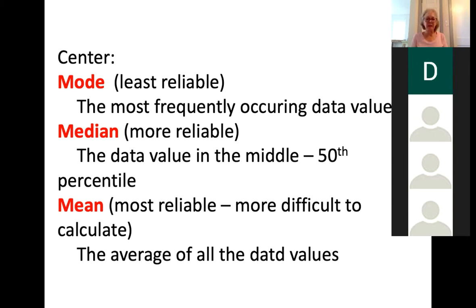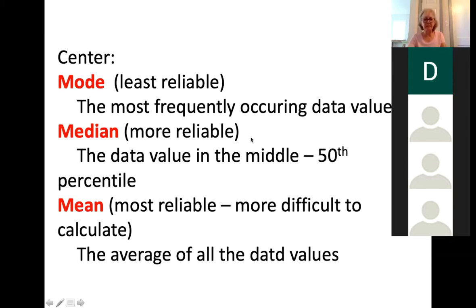That's not very reliable, because if I gave the exam again to a different group of people, 87 might have been the mode, or 92 might have been the mode. The mode varies a lot from sample to sample. It's convenient, but it's not reliable.